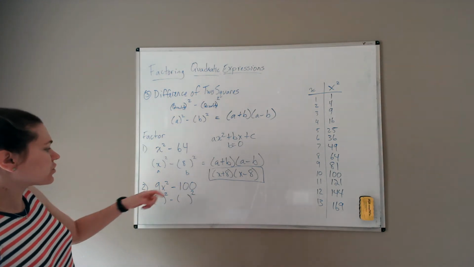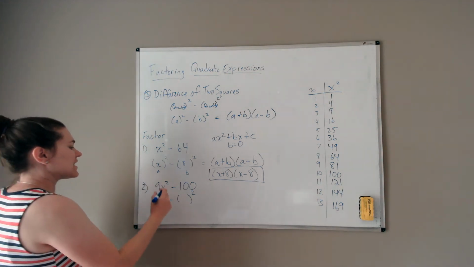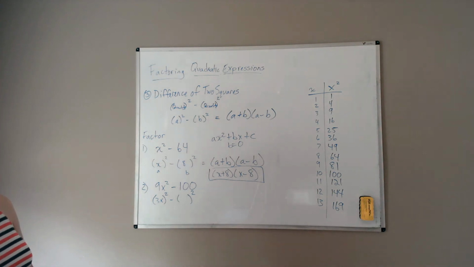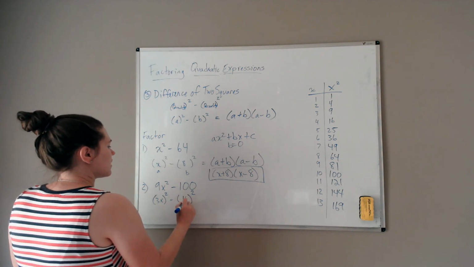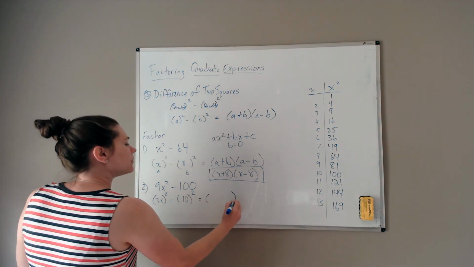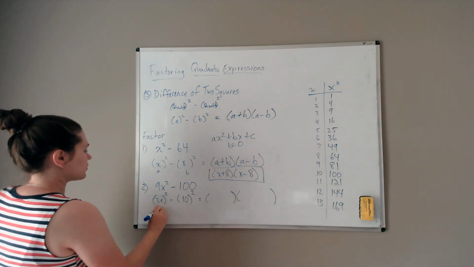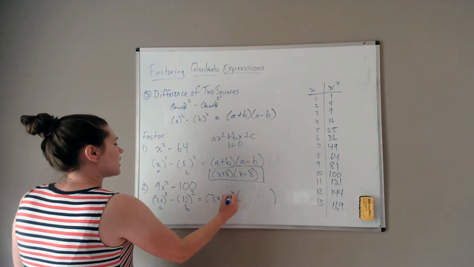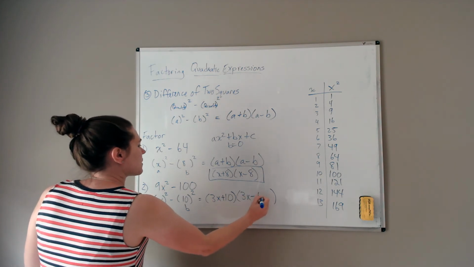Well, 9x squared. What raised to the second is 9x squared? 3x. What raised to the second is 100? 10. So this does follow the factoring pattern. So this is A and this is B. So 3x plus 10 times 3x minus 10.